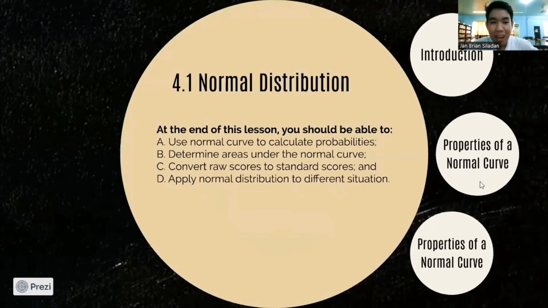And today, we will tackle the normal distribution. At the end of this lesson, you should be able to: A, use the normal curve to calculate probabilities; B, determine areas under the normal curve; C, convert raw scores to standard scores; and D, apply the normal distribution to different situations.